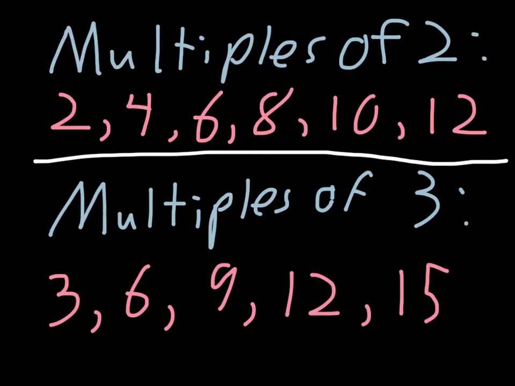Now, making a list is a way that will work, but sometimes it can become very long and tedious if the numbers you're dealing with are very large, or the numbers just don't share a lot of common multiples. So I wouldn't always recommend this method, but if you're in a pinch, it will work. And you can just see that 6 is the lowest number that these two share. It is the least common multiple.